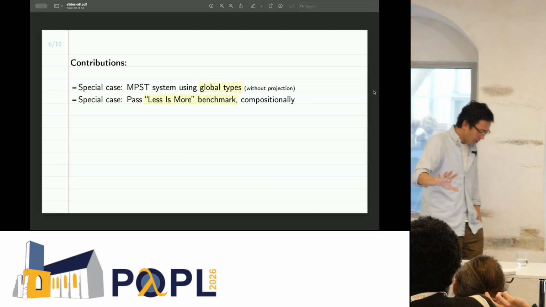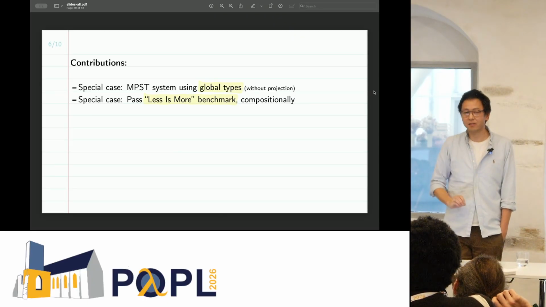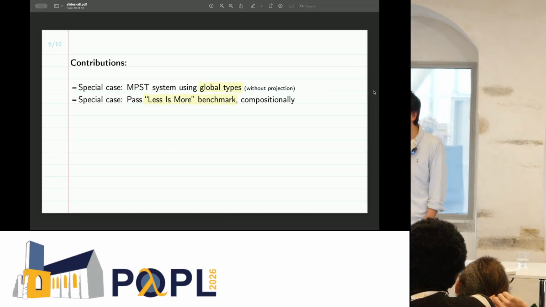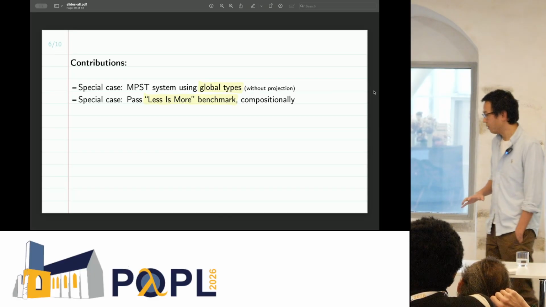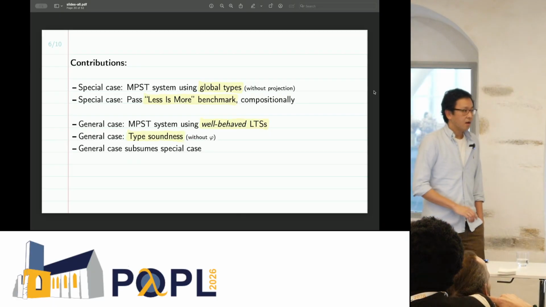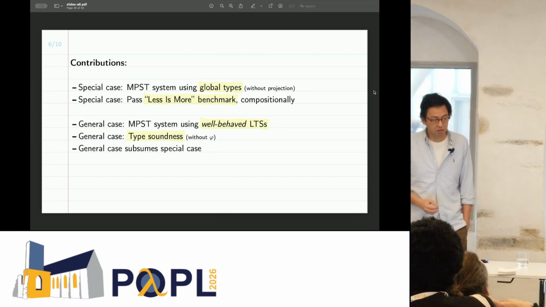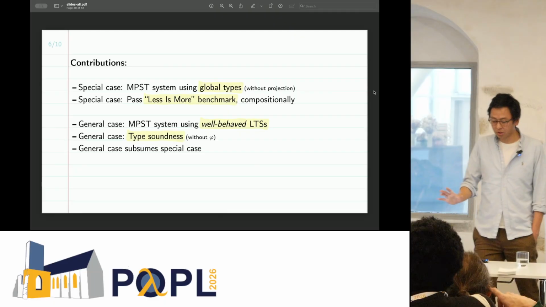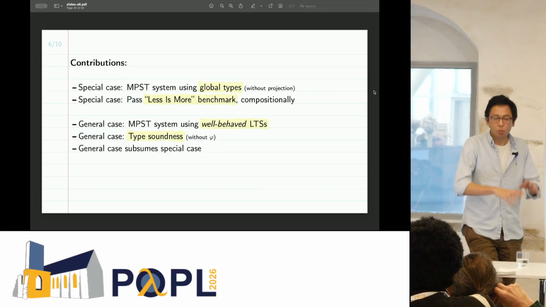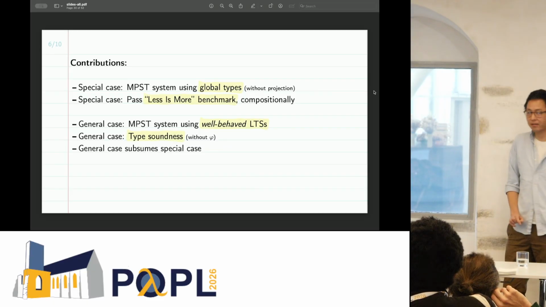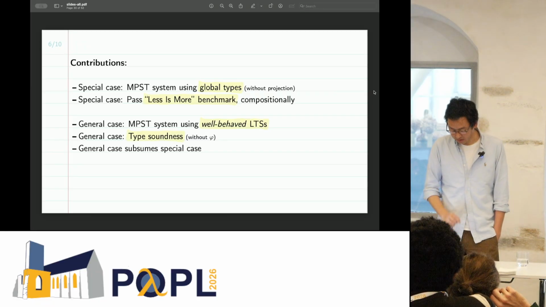Okay, so that's one thing. Then we zoom out a little bit, squint our eyes, and it turns out that there is a nice generalization of this type system where instead of using global types, we look only at the transition relation of the global types, or in other words, labeled transition systems. And so what we do is we formulate the whole meta theory purely in terms of those labeled transition systems, LTSs, and then separately we show that this general case, in a formal sense, really subsumes the special case. So if you were to use global types, then yes, you also enjoy the type soundness result that we prove primarily for well-behaved labeled transition systems.